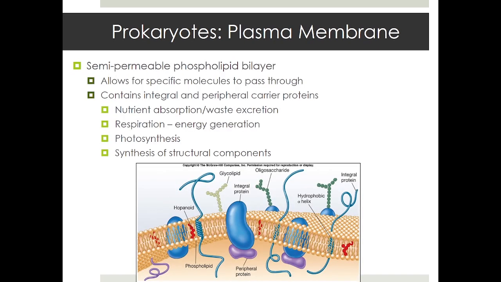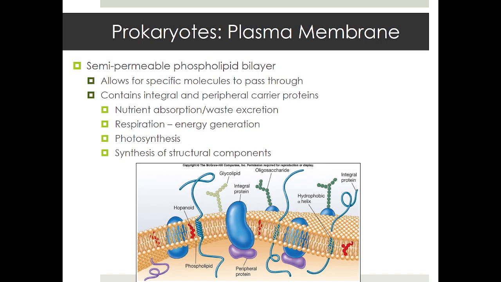The plasma membrane in bacteria is going to be a very similar picture to what we already know and love about eukaryotic cells. It is semi-permeable, and it only permits the passage of certain types of molecules through. It contains integral and peripheral carrier proteins that allow for things like nutrient absorption or waste excretion, metabolic processes, including respiration, in specialized cells potentially photosynthesis or something similar to it, and synthesis of structural components.